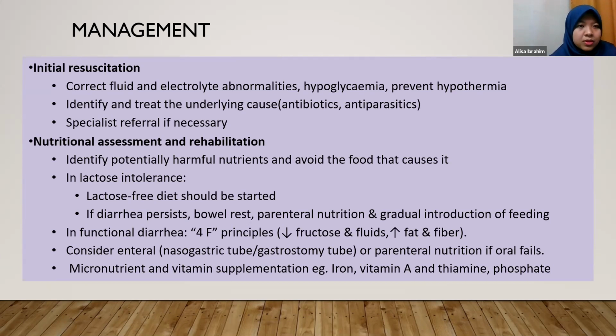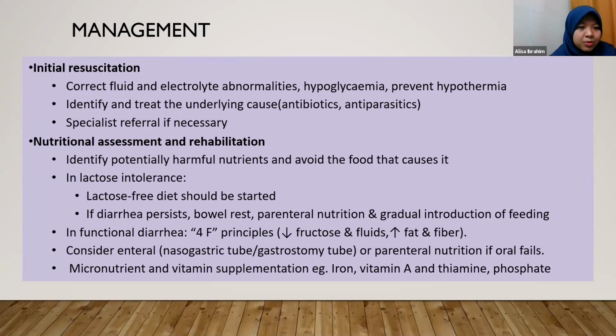If the cause of the chronic diarrhea is bacteria, we need to give antibiotics. If it is due to parasites, we can give antiparasitic. And usually for chronic diarrhea, we need to refer to the specialist. For the nutritional assessment and rehabilitation, we need to identify the potentially harmful nutrients and avoid the food that can cause the problem. For example, in lactose intolerance, we can advise the parents to start a lactose-free diet.